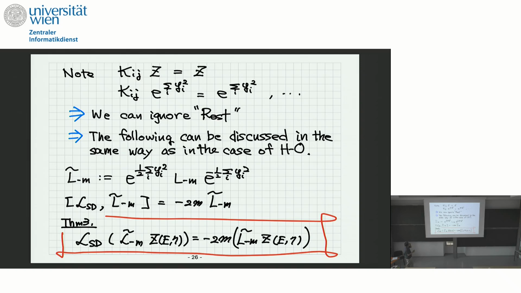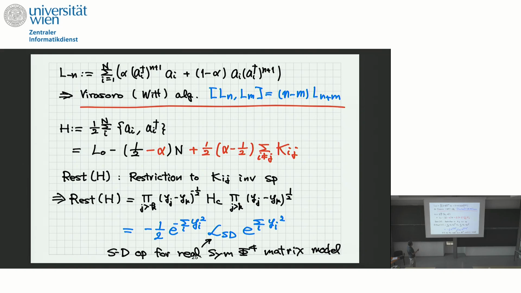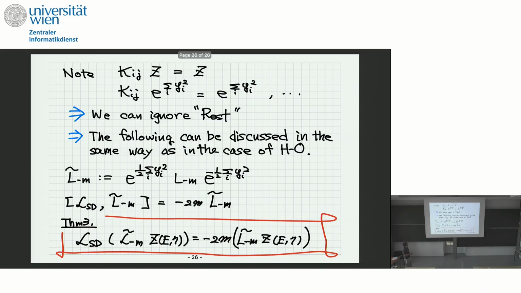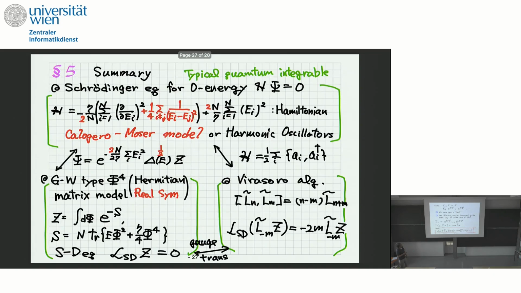But please note that the partition function is invariant under Kij, and so on is also invariant. So we can ignore this restriction. We can use H equal to this. The following can be discussed in the same way as in the case of the harmonic oscillator. So we again obtain this series of differential equations.